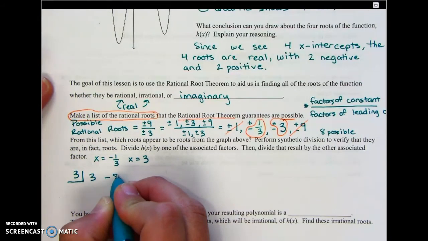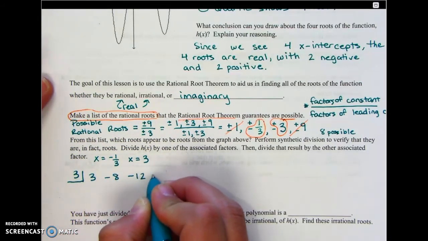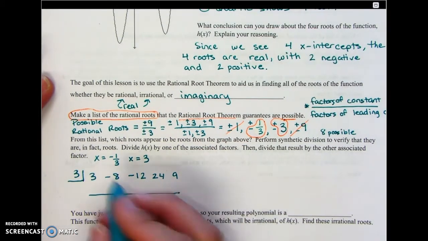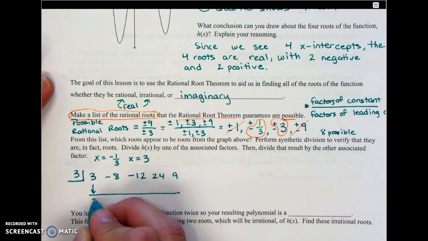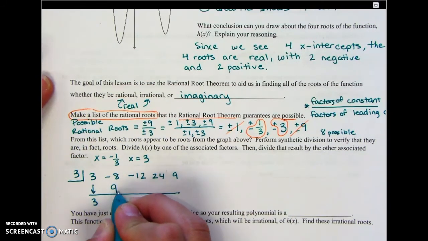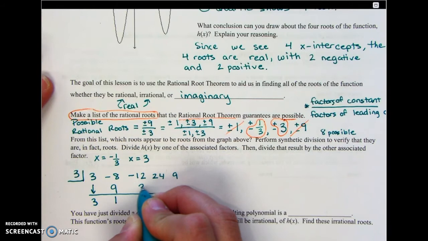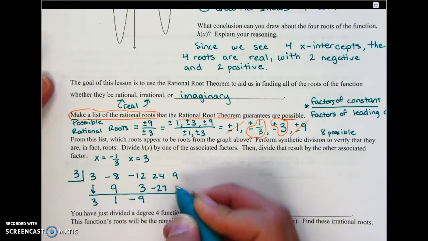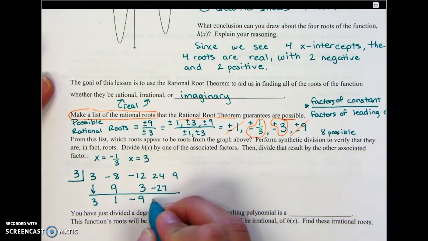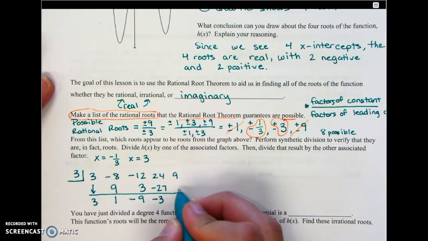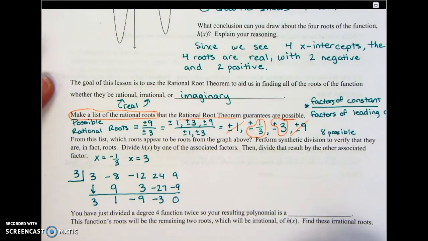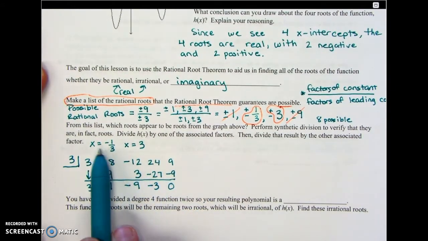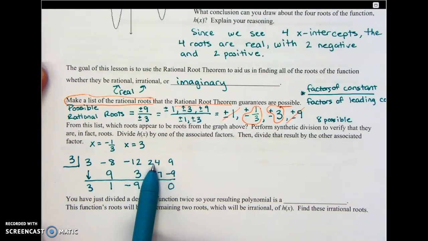3, negative 8. Are we missing a term? No missing terms. Okay, so we're going to do this. Skip a line, draw a line, bring down the first term, multiply and add, remainder at the end. Negative 27 plus 24 would be negative 3. 3 times negative 3 is negative 9. And we have a 0. Yay, it's a factor.